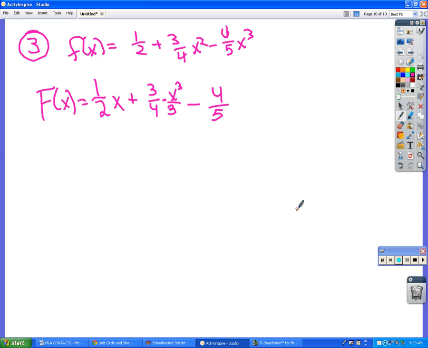So that's 4x to the 4th over 8. That number there, the exponent and the denominator, will always be the same, until we go through and simplify. So 3's cancel. 4's cancel.